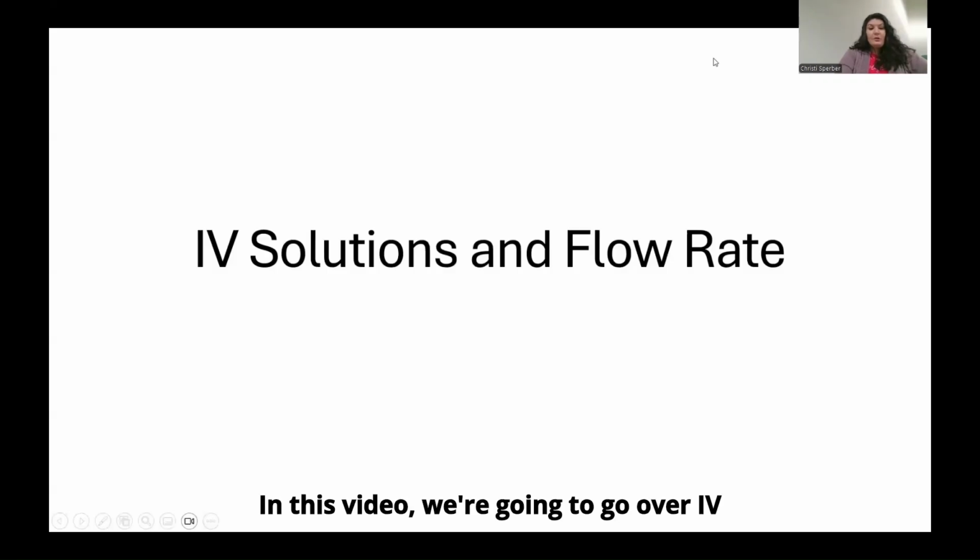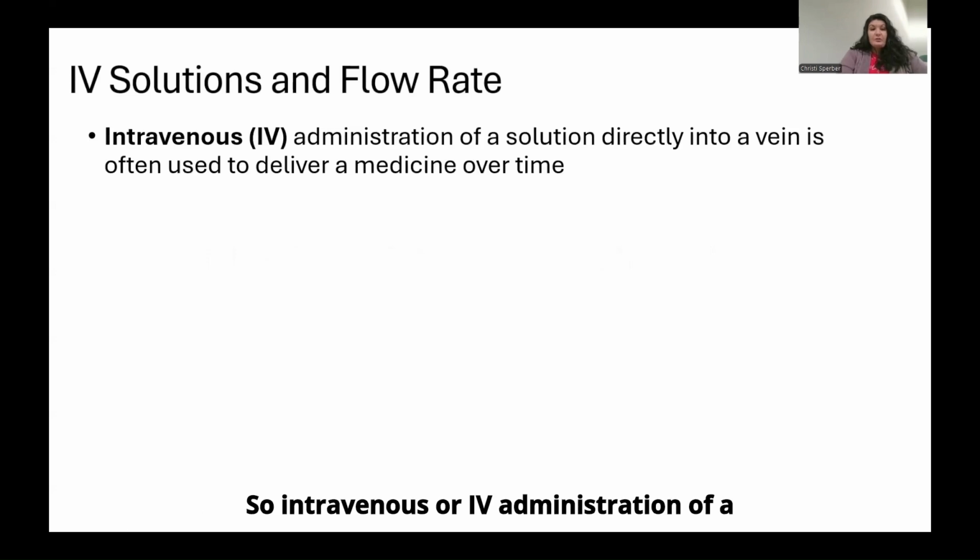In this video, we're going to go over IV solutions and flow rate. Intravenous or IV administration of a solution is directly into a vein and is often used to deliver a medicine over time. IV medicines are usually necessary when the pharmaceutical is rapidly metabolized or when oral administration is not possible, as in the case of an unconscious patient.